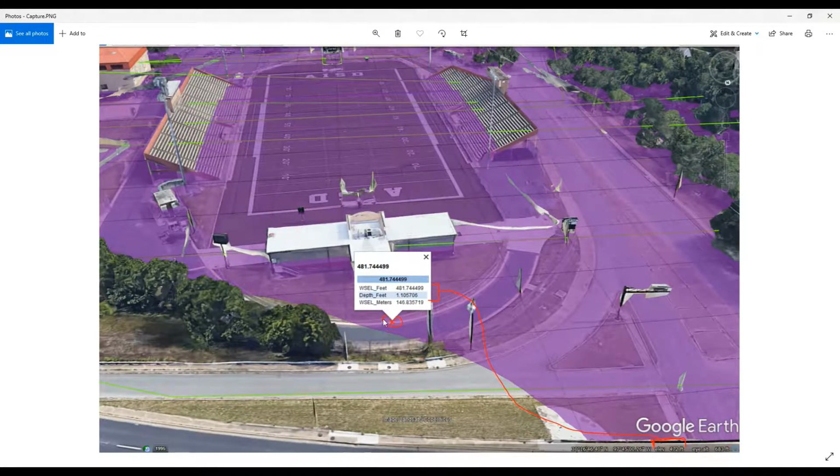And the reason that the results look so high within Google Earth is because the datums between the RAS model and Google Earth differ. So at this location where I clicked, it was 1.1 feet deep and around 482 feet high according to the water surface elevation. So if we subtract those two values, we would expect the underlying terrain to be about 481 or 480 feet high. But the cursor at that location gave an elevation of 472 feet. So the RAS original cross-section and the Google Earth terrain are about 8 or 9 feet off. So that's why the results are so high.